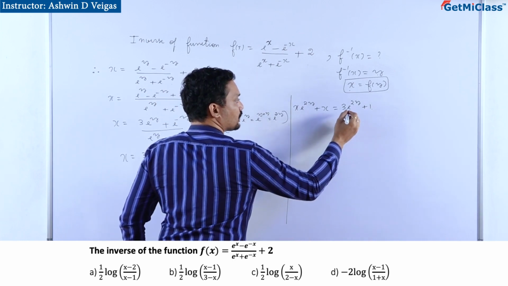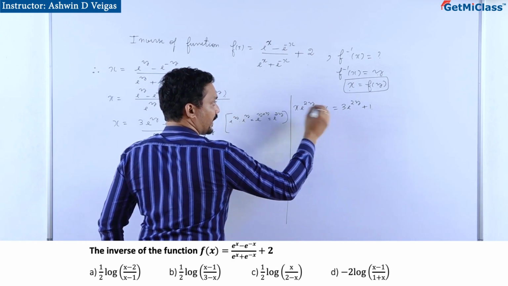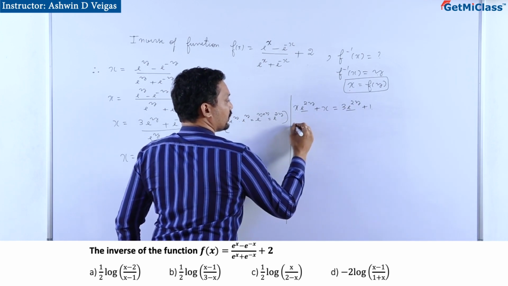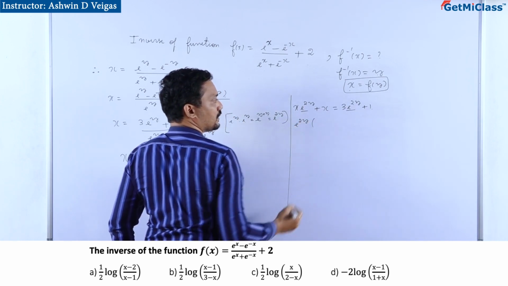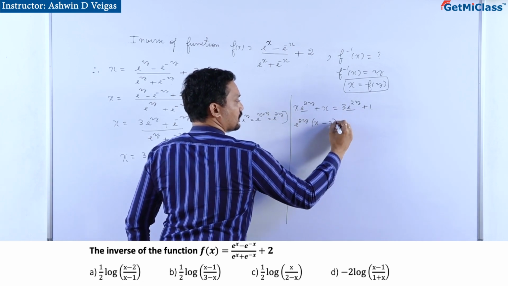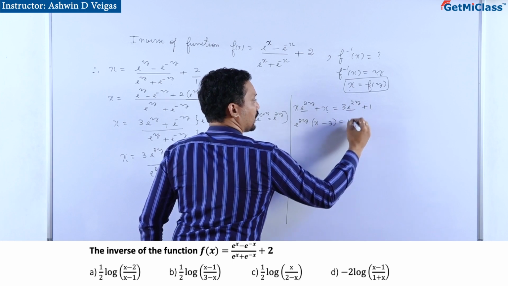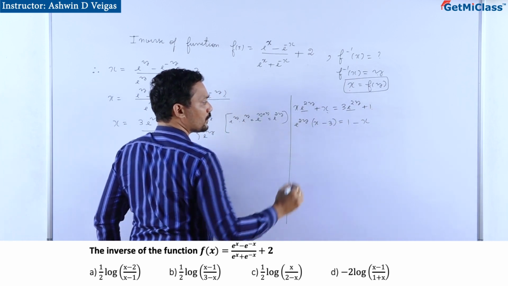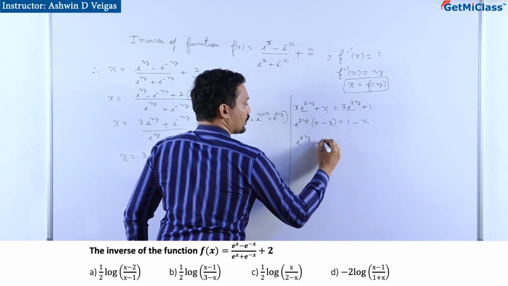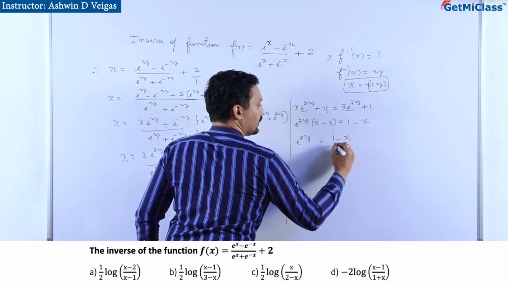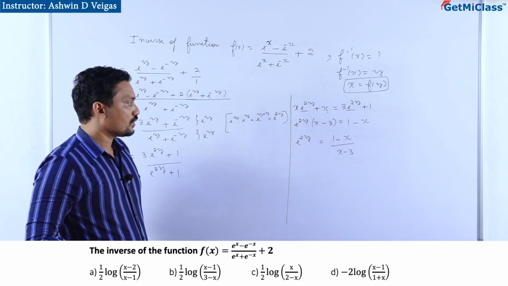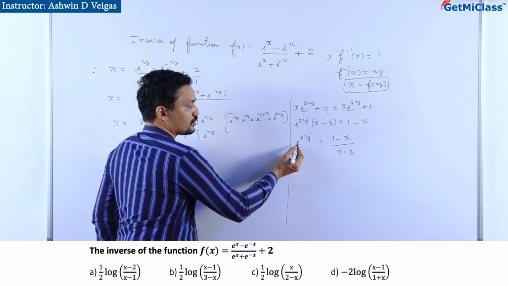So to collect terms in y, we can bring e power 2y to one side. If you take e power 2y common, you will get x minus 3. This will become minus, equal to 1 minus x. So from here you can write e power 2y equal to 1 minus x divided by x minus 3, like this. So now to find y, this e has to go from here.